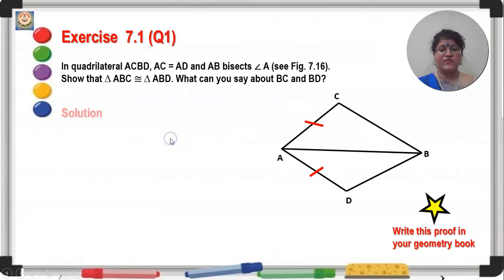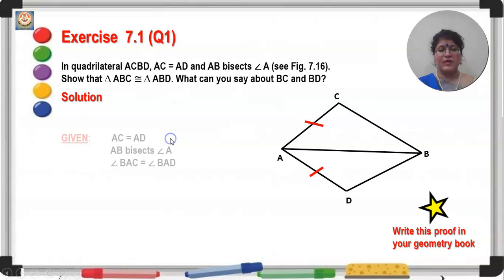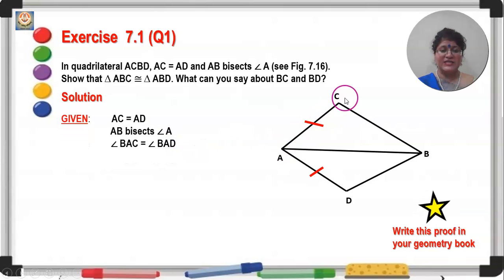You have to mention first what is given. Now it is given that AC is equal to AD and also AB is bisecting angle A. That means these two angles are congruent. So I have shown the indication out here, one in yellow and the other in blue, that this angle is congruent to this angle. And now we start off with the proof.